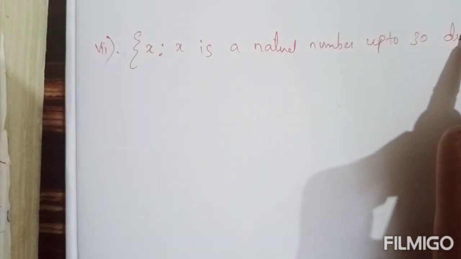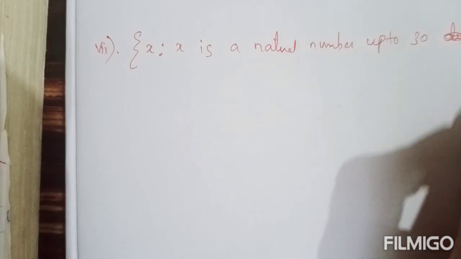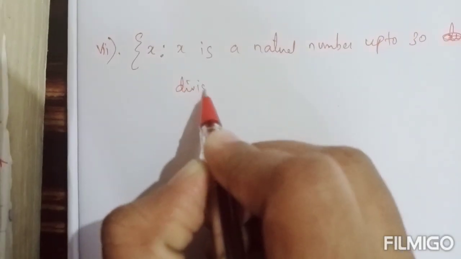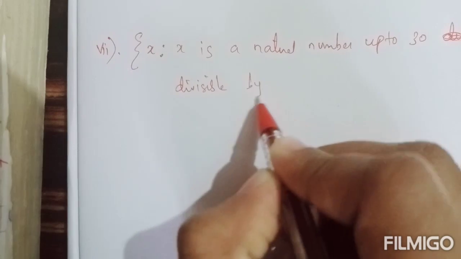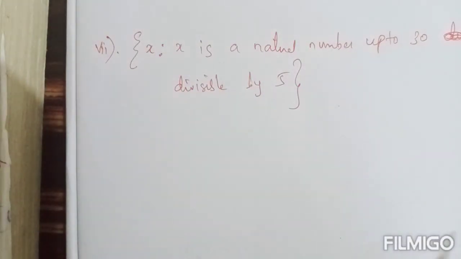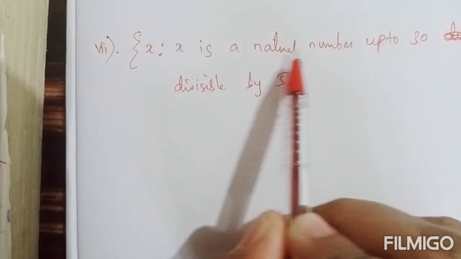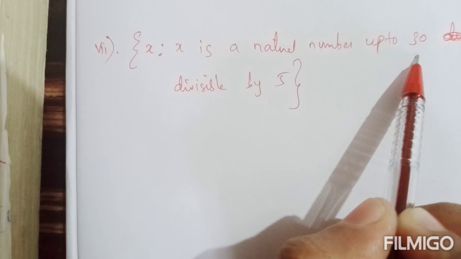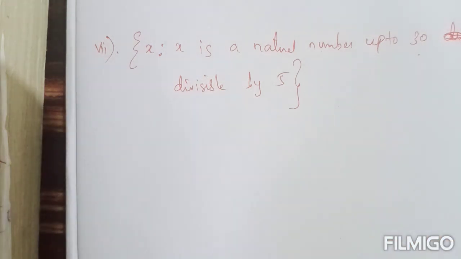and divisible by 5. These numbers are divisible by 5 also. So both conditions it should satisfy. The elements of the set should satisfy 2 conditions. That is, it should be a natural number up to 30. And it should be divisible by 5. Okay, so in set 5, 10, 15, 20, 25, 30, these numbers will come.